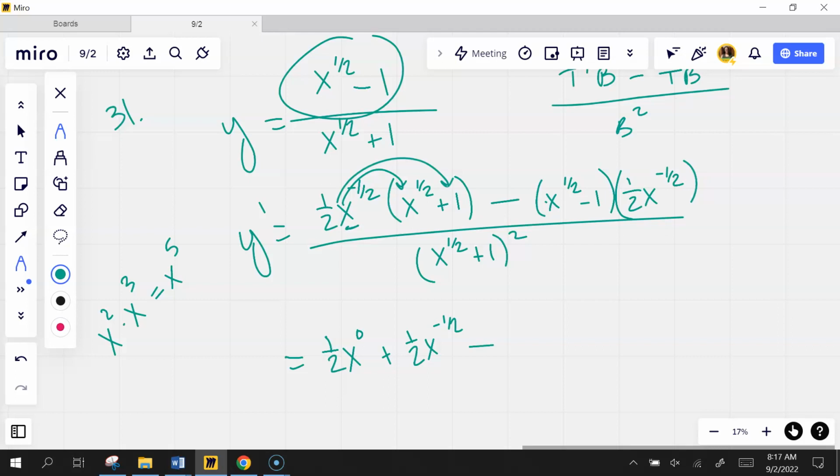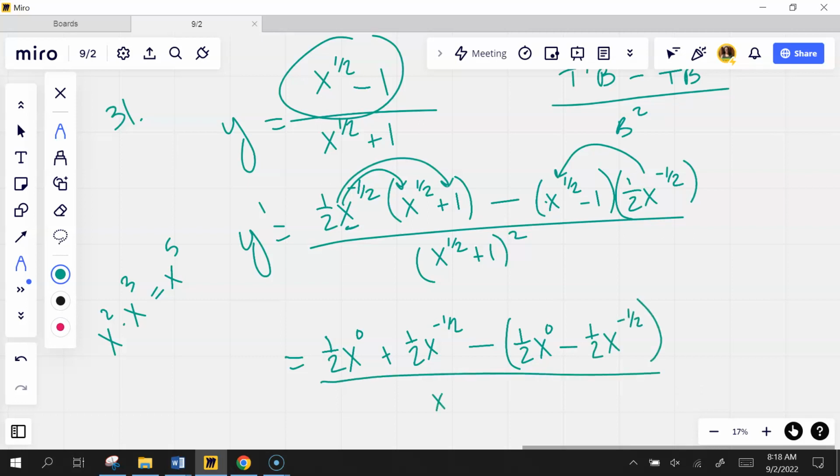Minus, and I'm kind of going to have to go backwards here to distribute. Again, this is the same kind of thing. So it's 1/2, that x is going to have a 0 on it, right? Minus 1/2 x to the negative 1/2, all over the bottom.